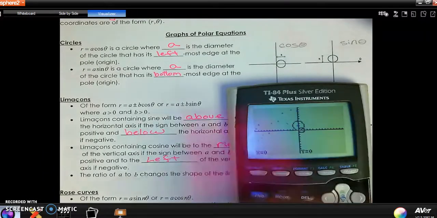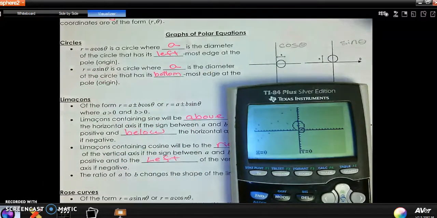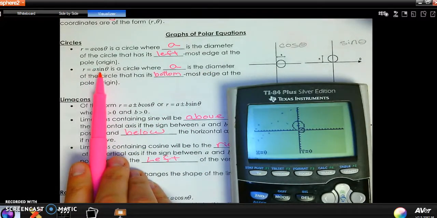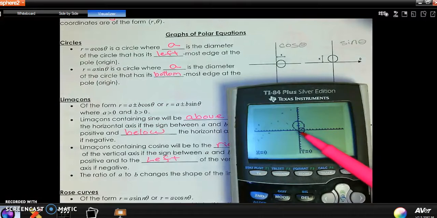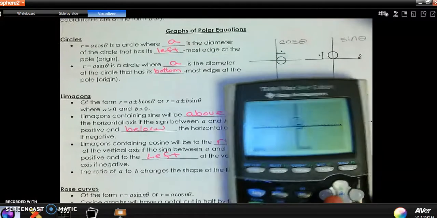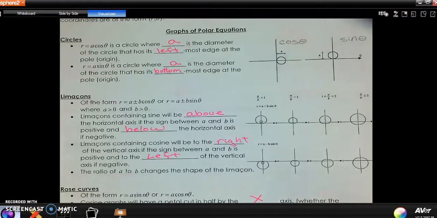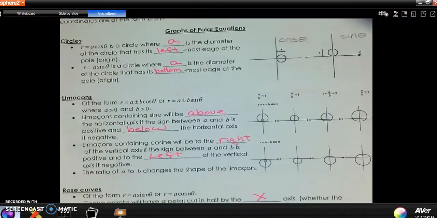That number in front, that a, is still the diameter, but this time when you change it from a cosine to a sine, now the bottom is at the origin, so it's sitting on top of the x-axis if you're looking at it that way. And there's an example of each of those there.